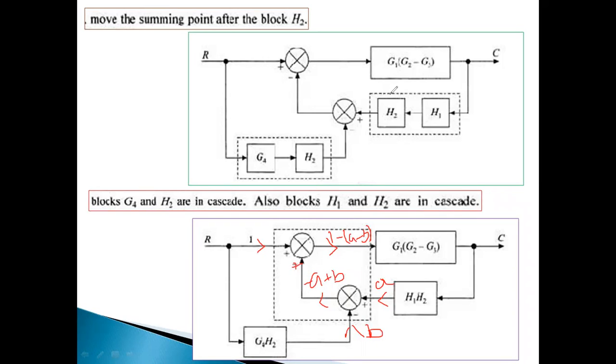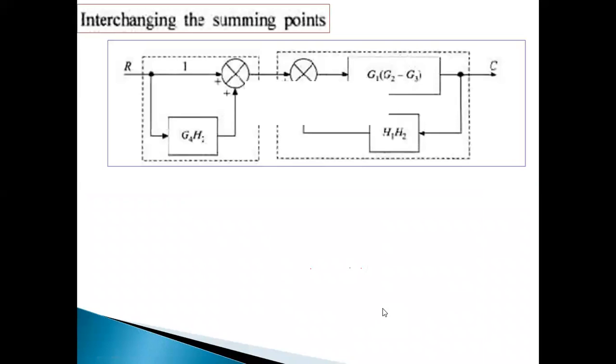Is it clear? Now the same thing I have applied, interchanging the summing points. Finally, if we observe, G4, H2 with a positive sign, H1, H2 with a negative sign, you can split these two summing points. If I see the same, you will get the same answer, the same signal at this point.